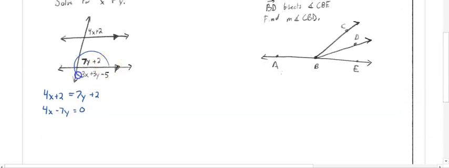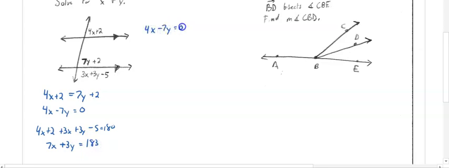Then in another equation, we know that this angle and this angle are same side exterior angles, so they are supplementary. So I'm going to use that. 4x plus 2 plus 3x plus 3y minus 5 equals 180. So we get 7x plus 3y is equal to 183. So then we can solve a system of equations.